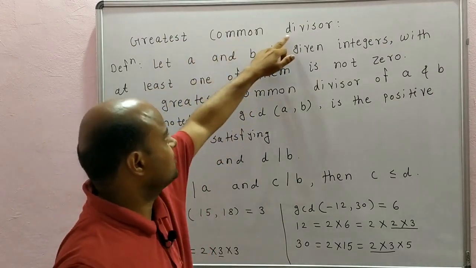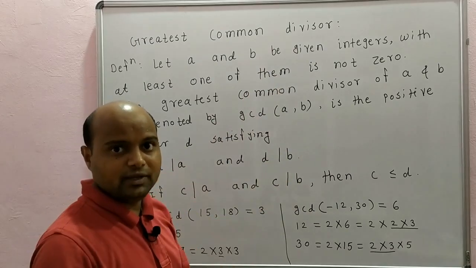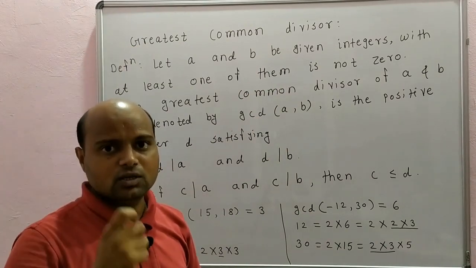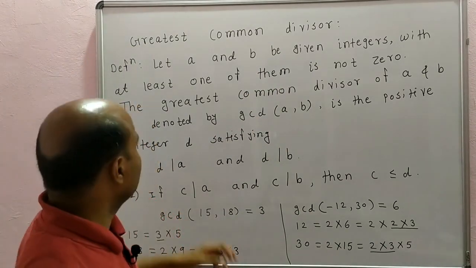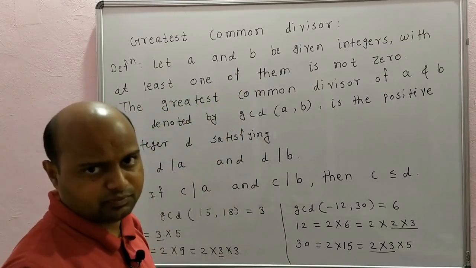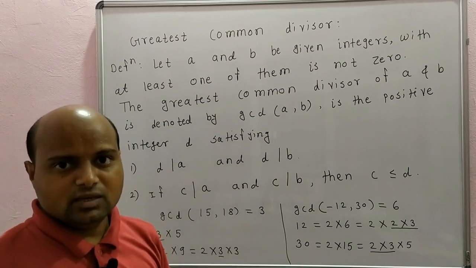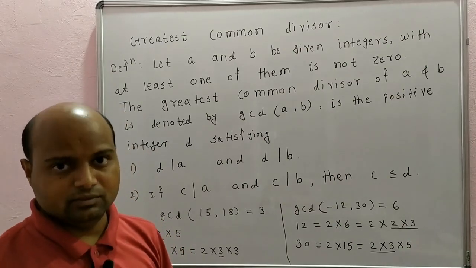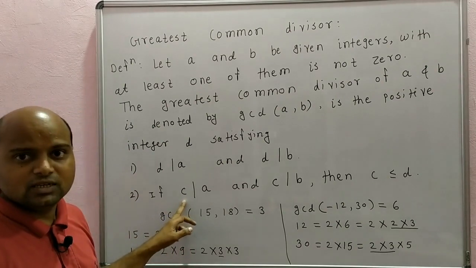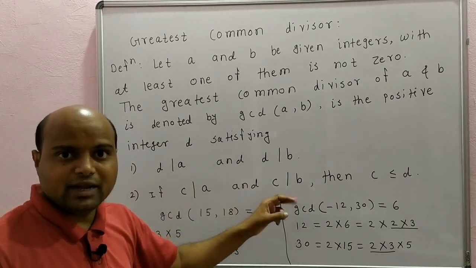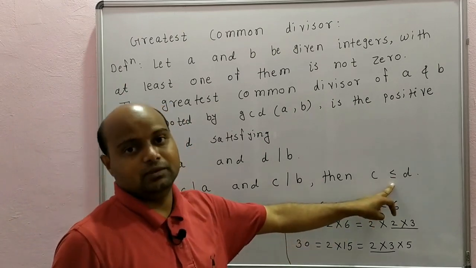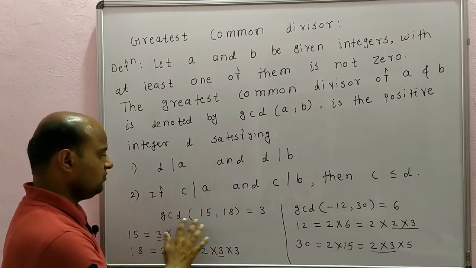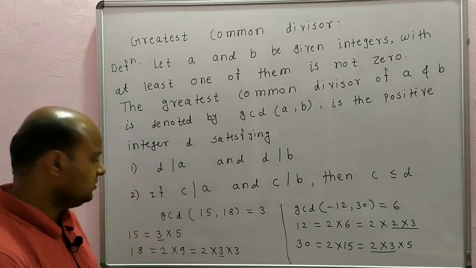See the meaning of greatest common divisor. We have to take all divisors of A and B, then take the common divisors of A and B, and among them choose the greatest one. It is called the greatest common divisor. Therefore, at least one of them is not 0. Then the greatest common divisor of A and B is denoted by GCD of A and B, and it is an integer D such that D divides A and D divides B. And if any other integer C divides A and B, then C is less than or equal to D. Okay, I explain the definition with an example. If we have to find GCD of 15 and 18, firstly we will factor 15.